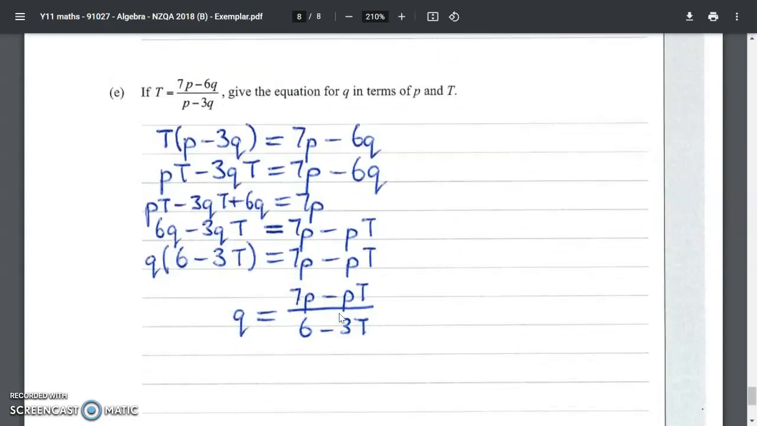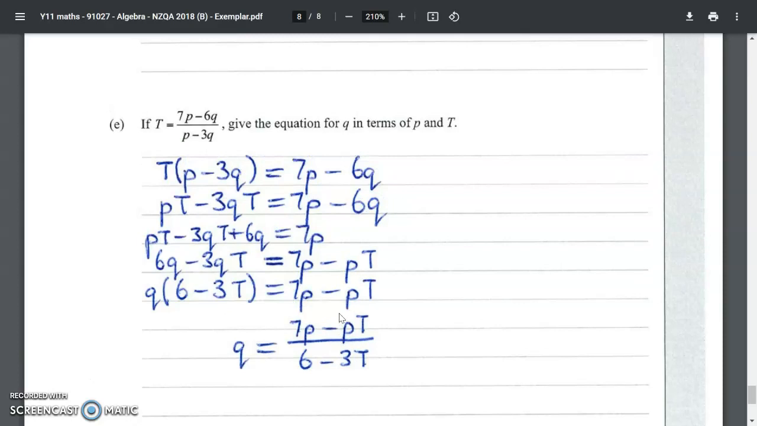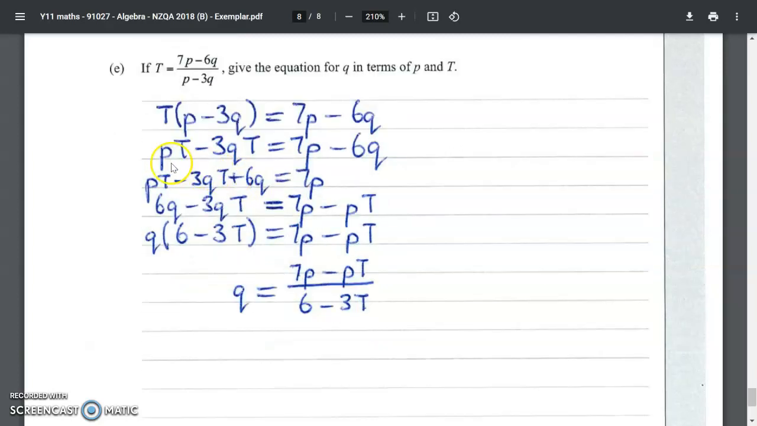Alright, last question. We're trying to write an equation for what q is equal to. So we start by multiplying both sides by p minus 3q. So multiply both sides of the equation by p minus 3q. That cancels out on the right. On the left we get t times p minus 3q. Expanding the brackets we get this.